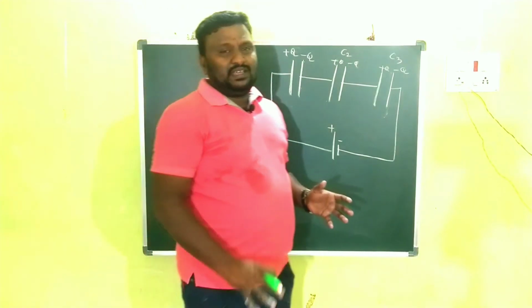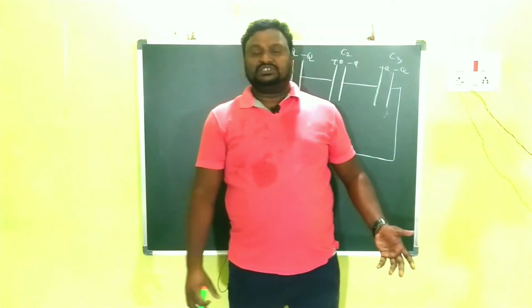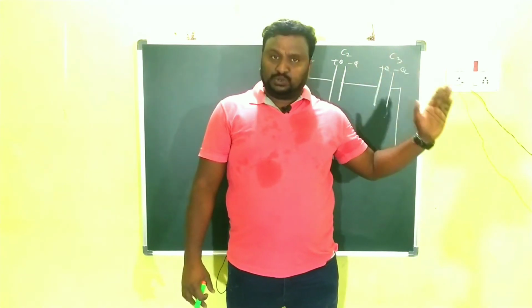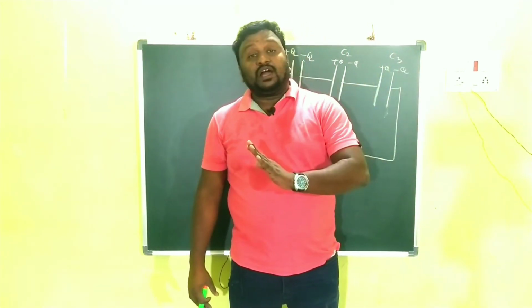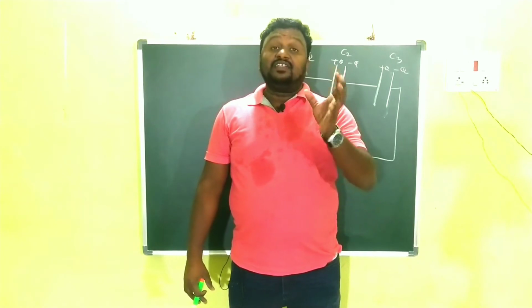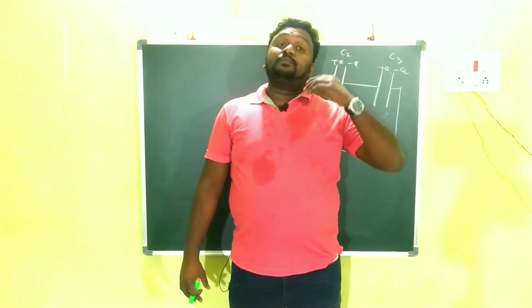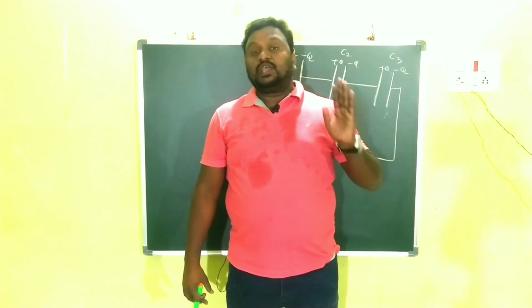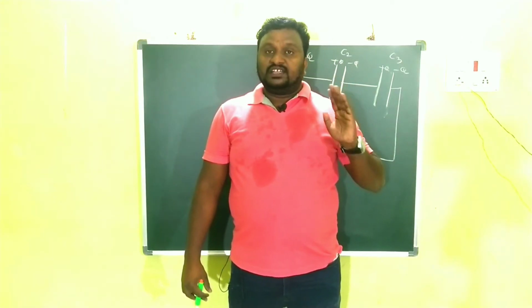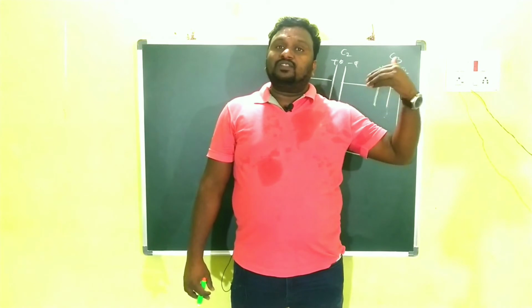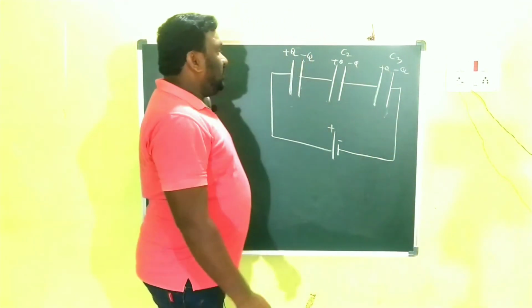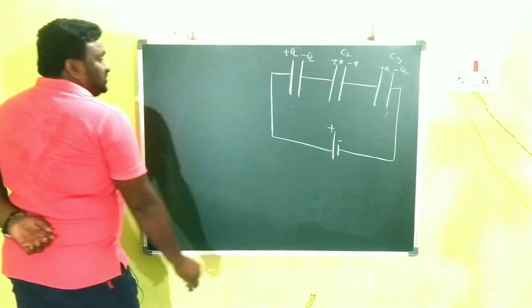So to remember simply, in series combination, on the first plates you have positive charges, and on the second plates you have negative charges. Here the amount of charge on the first plate and second plate is equal. Clear? That's why the charge on every capacitor is the same. Clear?